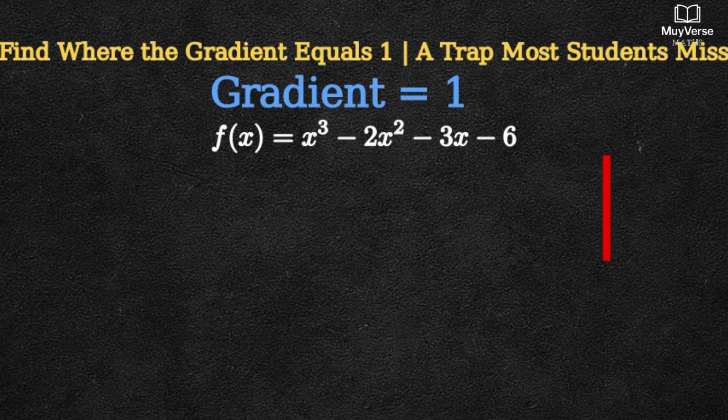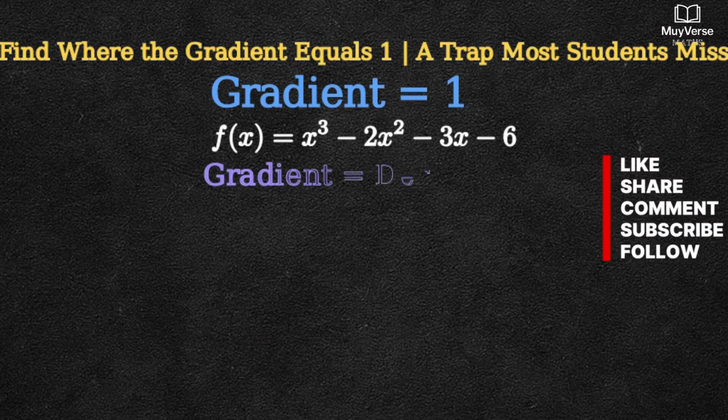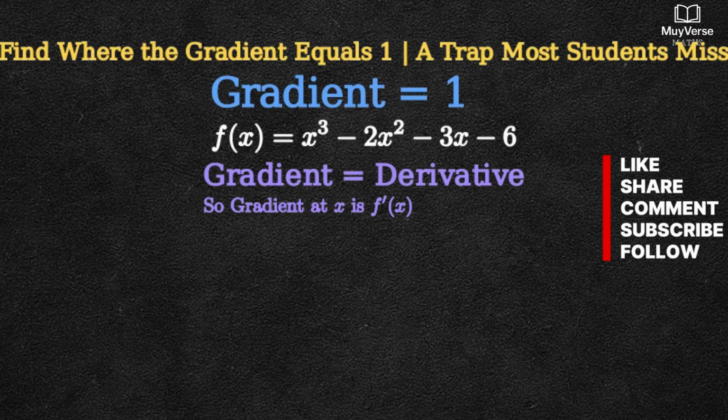Step 1. Understand the word gradient. Gradient means the slope at a point, which is the derivative f prime of x. We will work with f of x, as written here.